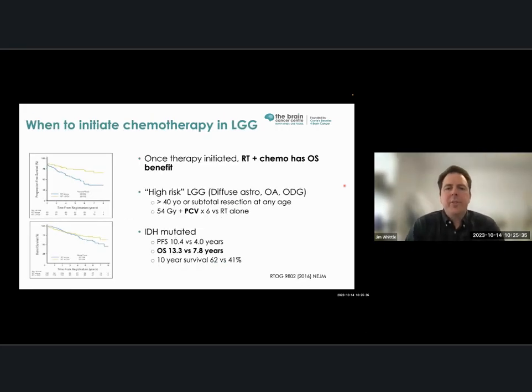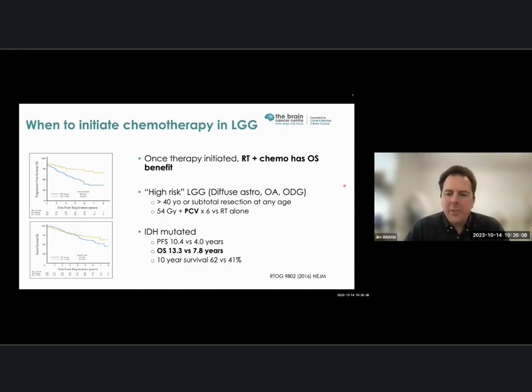So this is something that we often mention in our MDT when we're reviewing these patients as well, and asking the question about when to initiate chemotherapy in low-grade glioma. And when I'm talking to our registrars and fellows, my basic mantra is, once post-operative therapy is recommended, then radiation and chemotherapy has an overall survival benefit. So I really explain it to our patients that this is a package deal. It's not radiation or chemo, but giving them together, which has the greatest benefit in long-term outcomes.